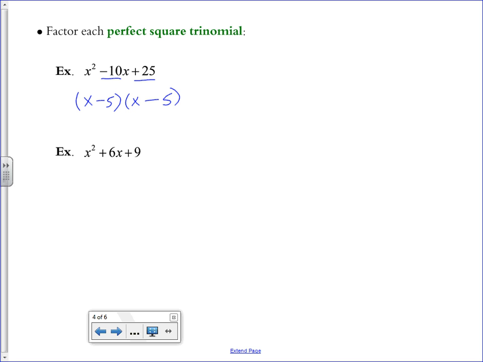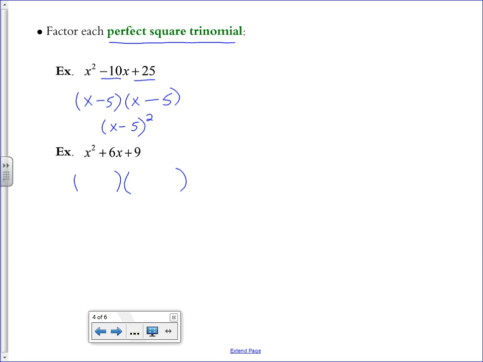When I see that I have the same binomial factor written twice, you can just go one extra step further and simplify your final answer to this: x minus 5 quantity squared, right? Because that means the same exact thing. So if you ever get the same factor twice, I would rather you write it with a square. Those are called perfect square trinomials.